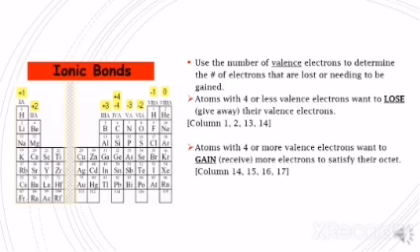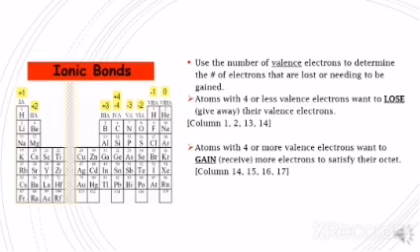Now, a small question. How can we determine the number of electrons that are lost or need to be gained? We can determine this in a very simple way depending on the column that the element is found in. Atoms with 4 or fewer valence electrons want to lose their valence electrons. So if atoms have 4 or fewer valence electrons, they are found in column 1, 2, 13, or 14.